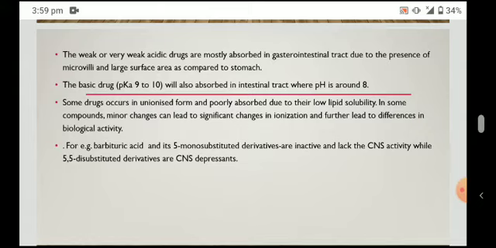In some compounds, minor changes can lead to a significant change in ionization, and further it leads to differences in biological activity. For example, barbituric acid and its 5-monosubstituted derivatives are inactive and lack CNS activity, while its 5,5-disubstituted derivatives have CNS depressant activity.